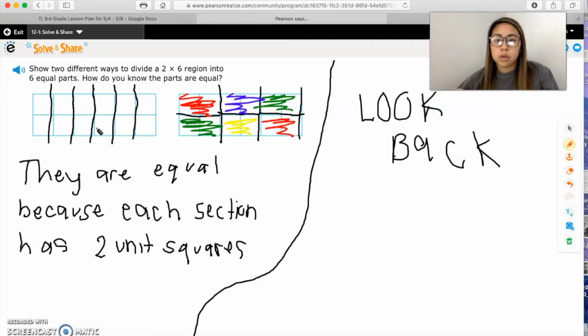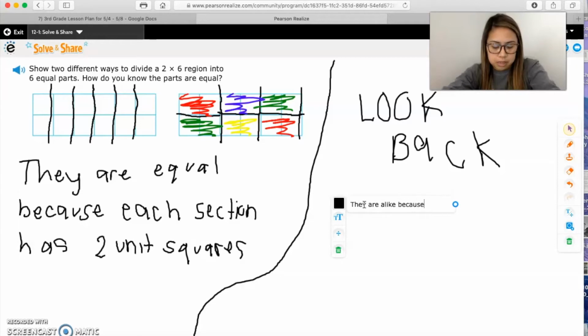So even though we divided the shape in two different ways, they are alike because each part of the shape has an area of 2 square units. So whenever we divided, they always had 2.